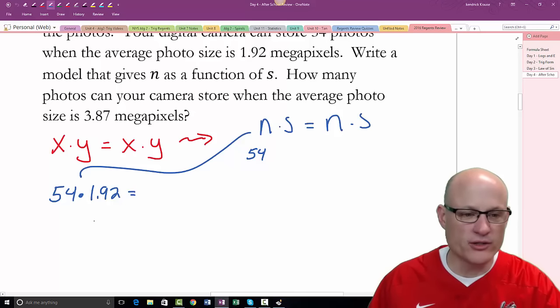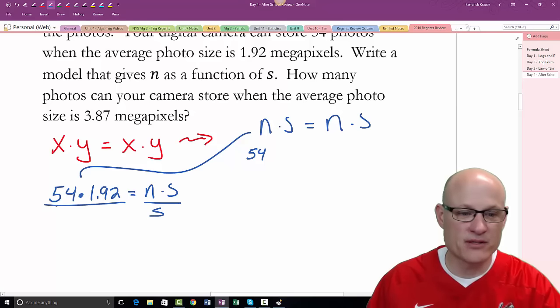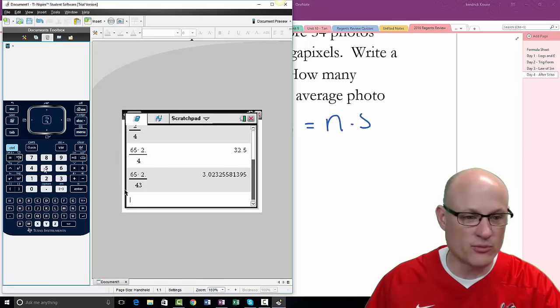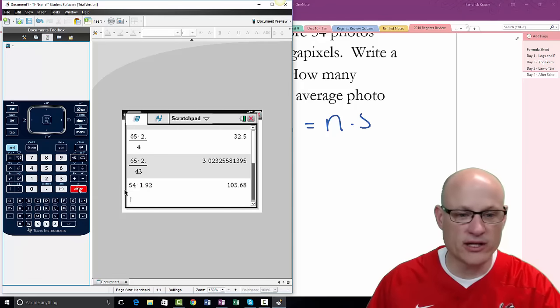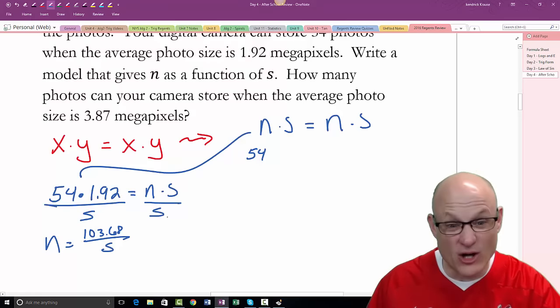So what they want you to do is set it equal to n times s. That's the first part. They want you to give n as a function of s. So we're just going to divide by s. So n is equal to 54 times 54 times 1.92. Hopefully it's something nice. 103.68. So n is equal to 103.68 over s. So there's your function.